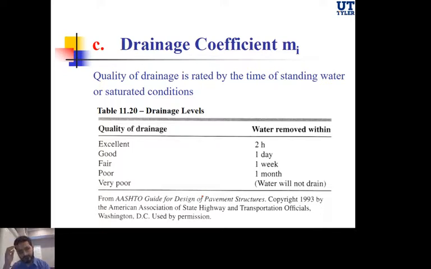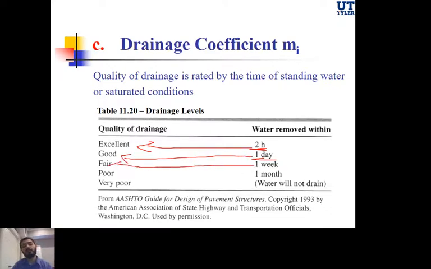The very first portion of this table talks about the quality of drainage. How can we quantify that? If the water doesn't stay on the surface for more than 2 hours, this is an excellent drainage. If the water stays for 1 day before it dissipates, this is a good drainage. If the water sits for a week, this is a fair drainage. If the water sits for a month, which is really bad, this is poor drainage, and if the water doesn't drain at all, this is very poor drainage. So this is the quality of the drainage.